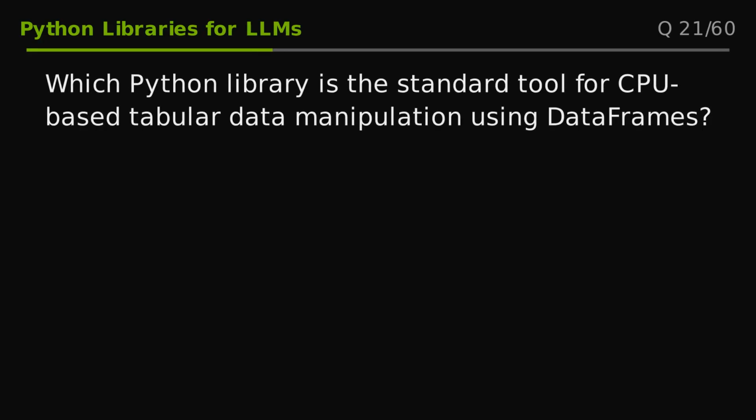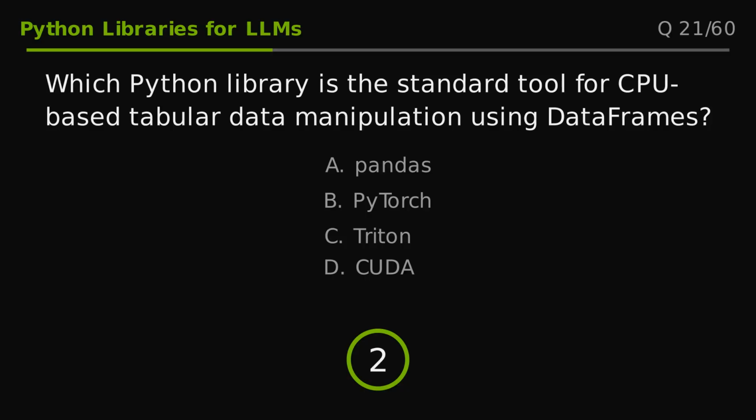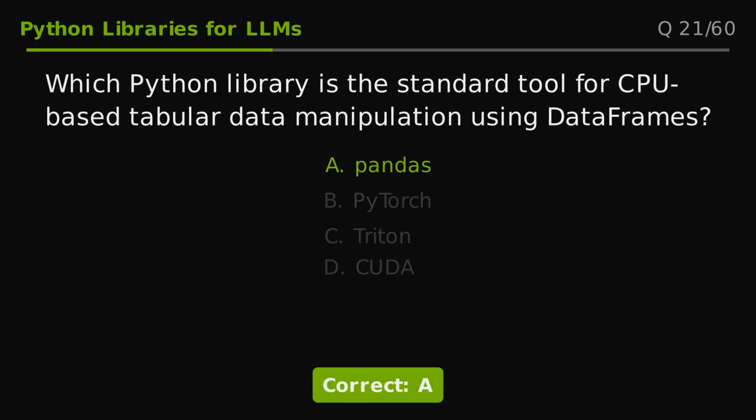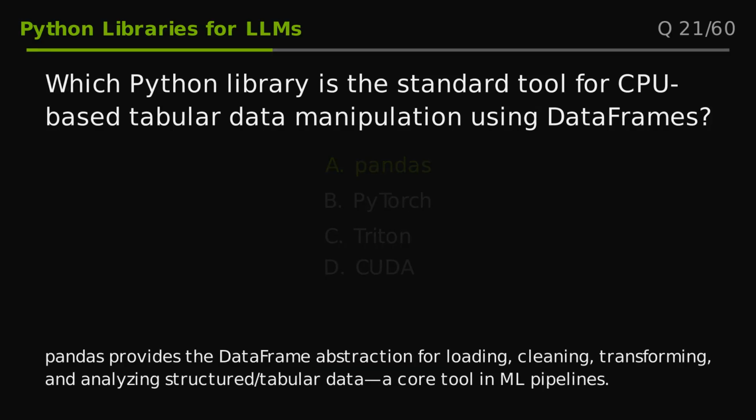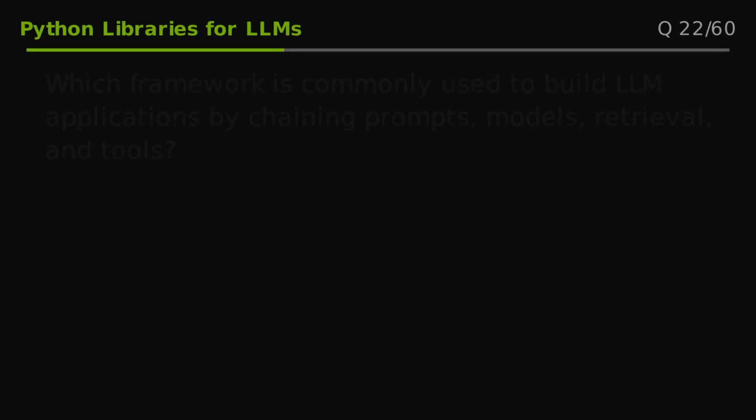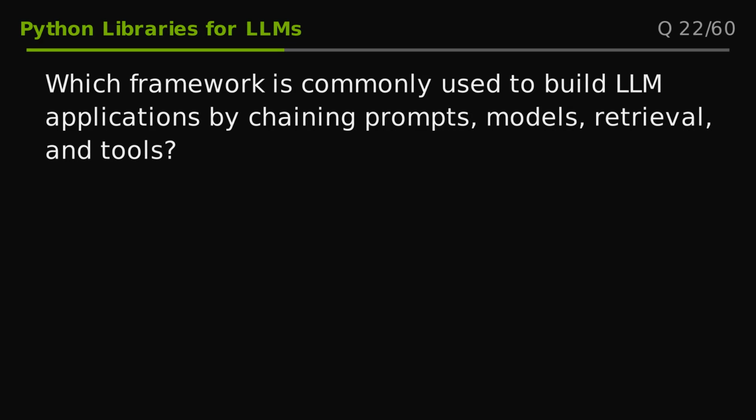Question 21. Which Python library is the standard tool for in-memory tabular data manipulation using data frames? Option A: Pandas. Option B: PyTorch. The correct answer is A. Pandas provides the data frame abstraction for loading, cleaning, transforming, and analyzing structured tabular data, a core tool in data pipelines.